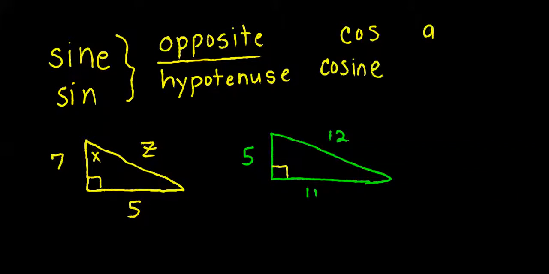One thing that does happen too is the way these are pronounced. For sine, even though it's S-I-N-E, it's still always said sine. Cosine is always said cosine. You can abbreviate both of them with just the 3 letters. Cosine can be C-O-S and sine can be S-I-N. So cosine is adjacent over hypotenuse.